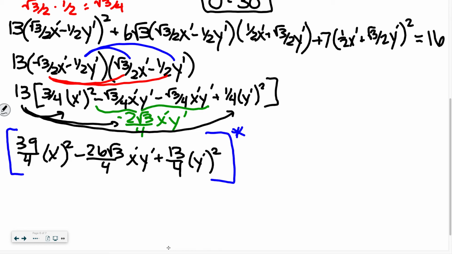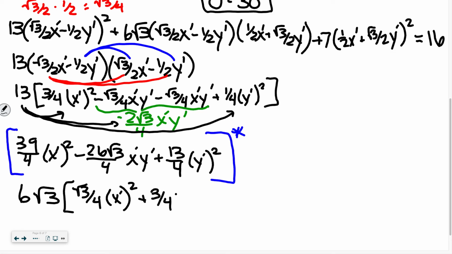Okay, I'm going to do the next one. I'm going to do 6 square root 3. Now, I'm going to have to FOIL this one out again. So this is going to be square root 3 over 4 x prime squared plus 3/4 x prime y prime minus 1/4 x prime y prime minus square root 3 over 4 y prime squared.